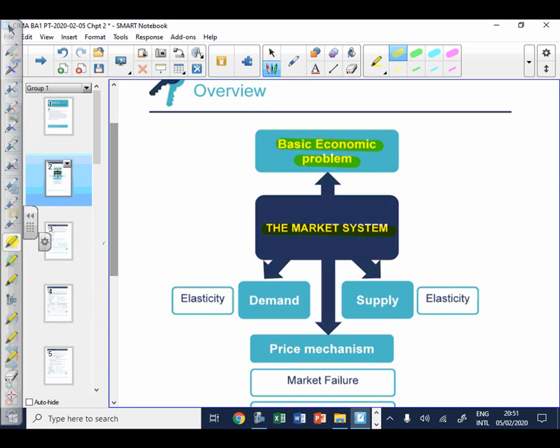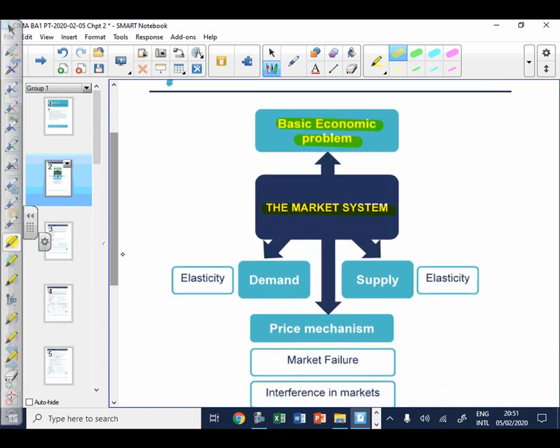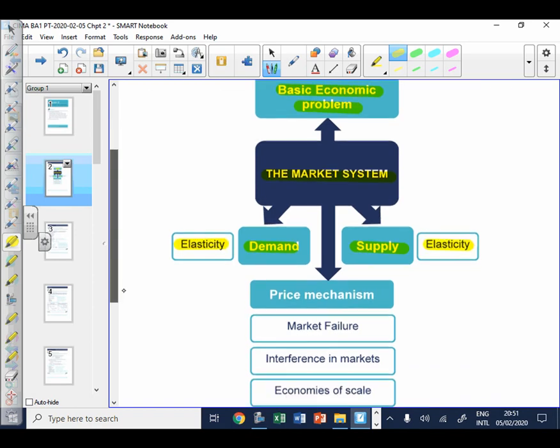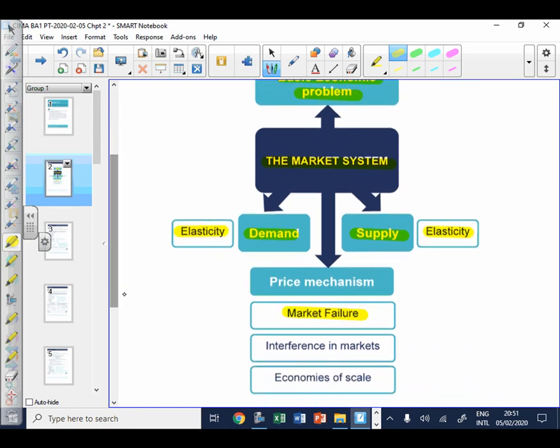We're going to look at something called the basic economic problem. We're going to look at demand and supply, the elasticity of demand, the elasticity of supply. We're going to look at market failure, interference in the markets, and economies of scale. All right. Not a particularly difficult chapter, but you need to learn the basics. It kind of forms the foundation of the whole economics section going forward.